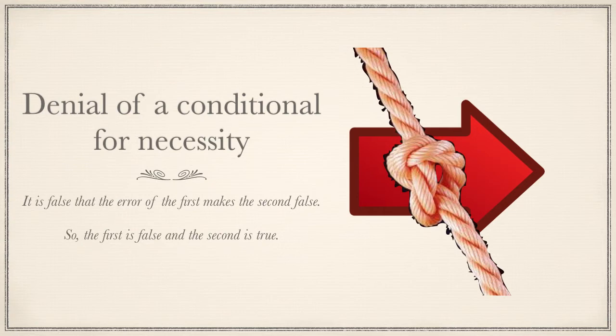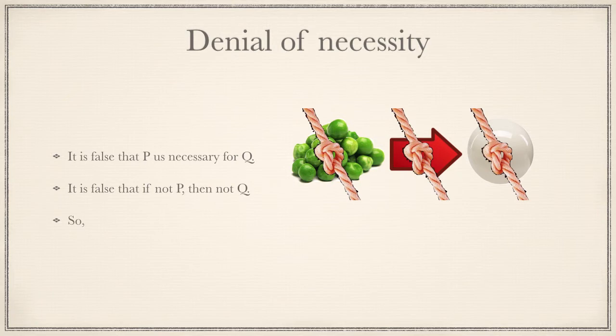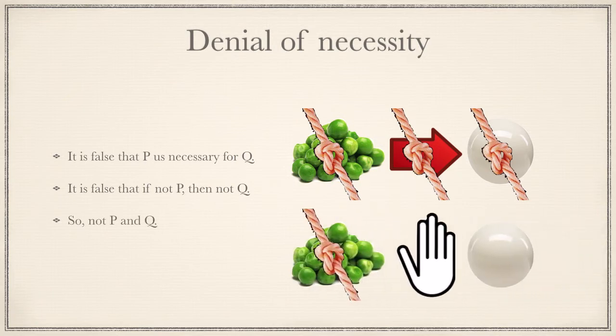The conditional for necessity works the same way. Recall that with necessity, the error of the first means the second is also false. So if it is false that one proposition is necessary for another, then the first is false and the second is true. The form for this is simple enough. First we state that it is false that P is necessary for Q, or that it is false that if not P, then not Q. Next we state that P is false and Q is true.